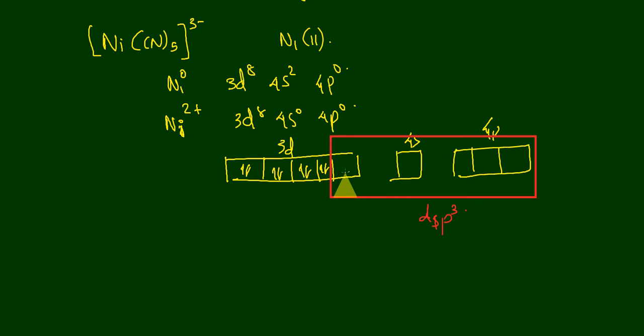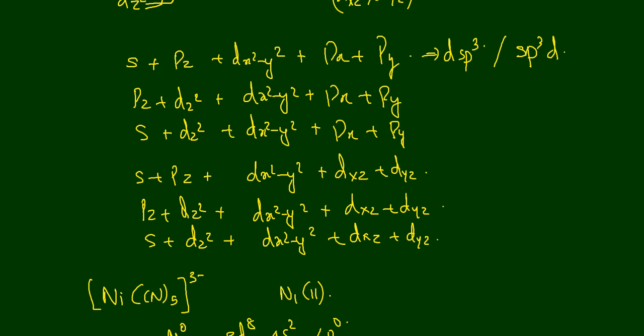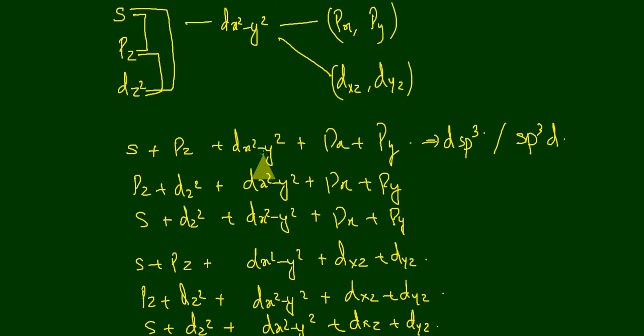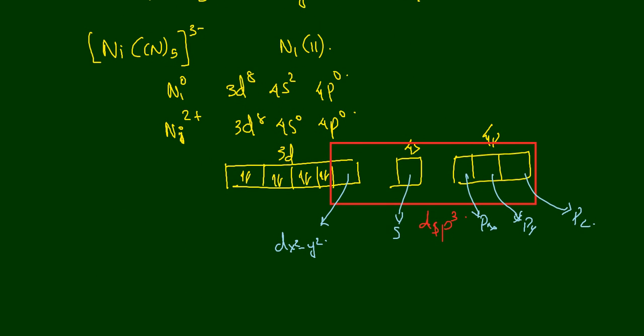So this one is dx square minus y square, and this is the s orbital, 4s orbital, and this is px, py, and this is a pz orbital. Okay, so dx square minus y square, s, px, py and pz, these are allowed to be combined according to symmetry, right? Yes, pz, px, py, then dx square minus y square. So these are allowed to be combined by symmetry, and when these orbitals combine, then you will get a square pyramidal arrangement.